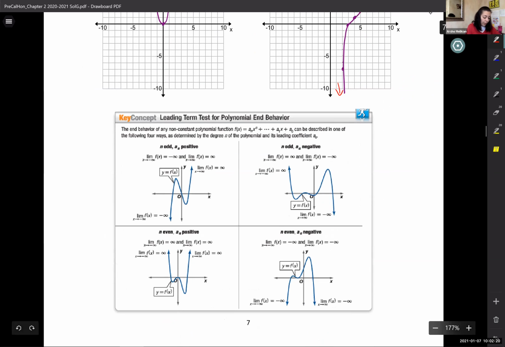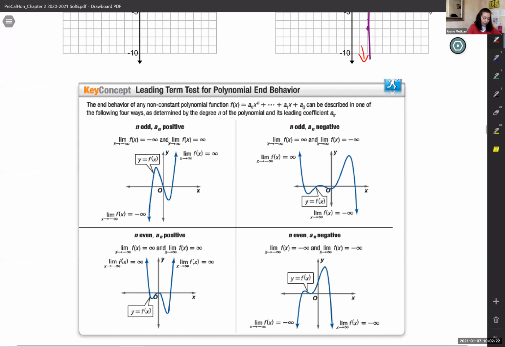So suppose you've got a complicated looking function like this. Look, this is not anywhere near the simple quadratic looking function, nor is this anywhere near the simple cubic looking function, right? But we can still figure out end behavior in the same way. End behavior meaning where does it go in the ends? To do that, what we have is called the leading term test. Leading term means the term with the highest exponent.